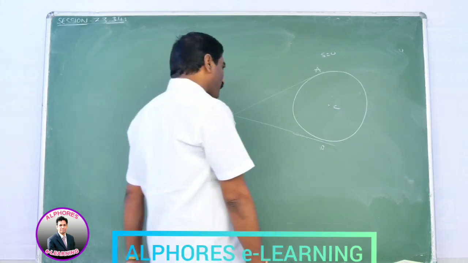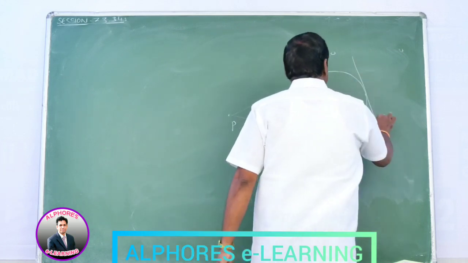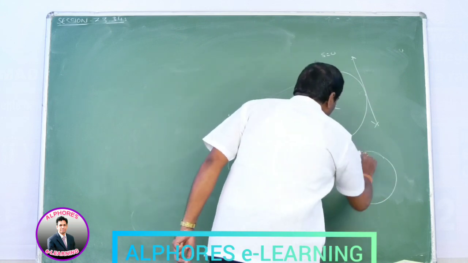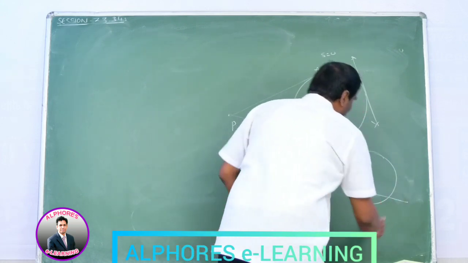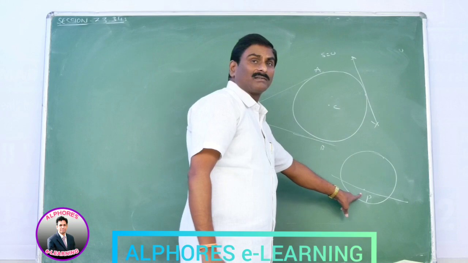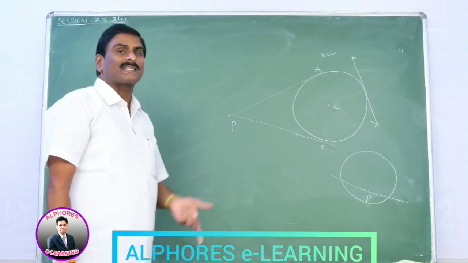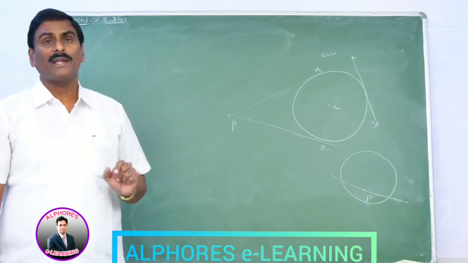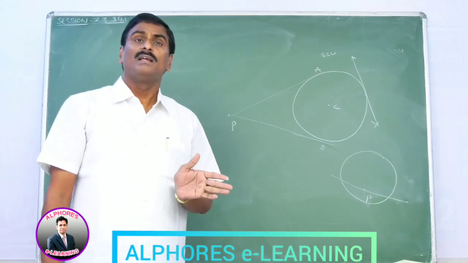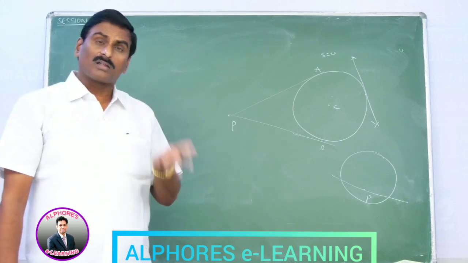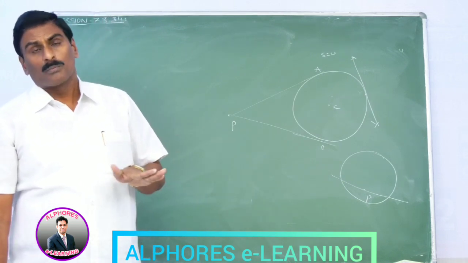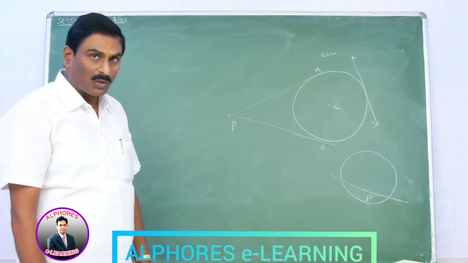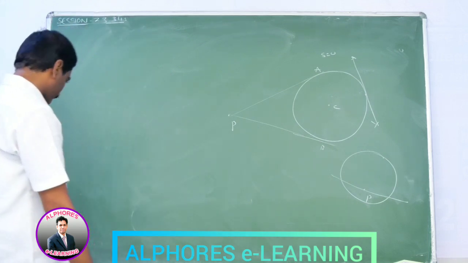If the point P lies on the circle, then there exists only one tangent from that point. If the point P lies inside of the circle, any line passing through P cuts the circle. This is not a tangent. That means if the point P lies inside of the circle, the number of tangents through P to the given circle is 0. Point on the circle, number of tangents is 1. Point lies external, that means exterior of the circle, number of tangents is 2. Please note this point.